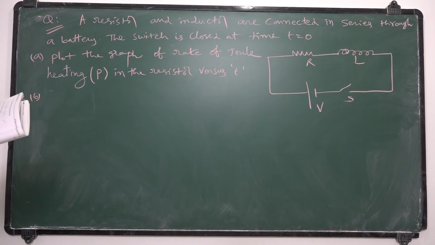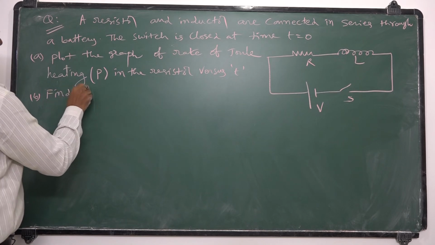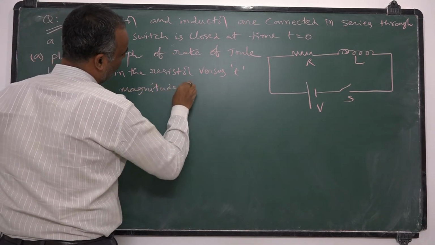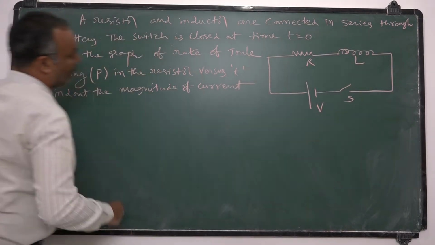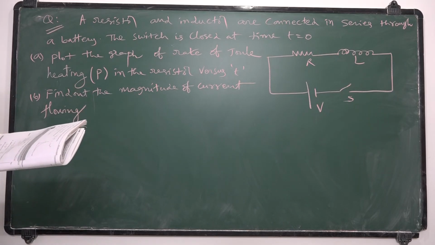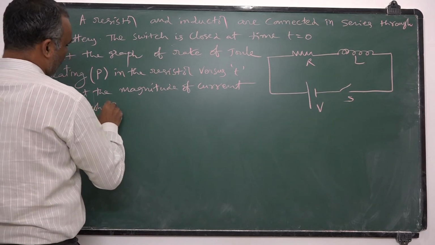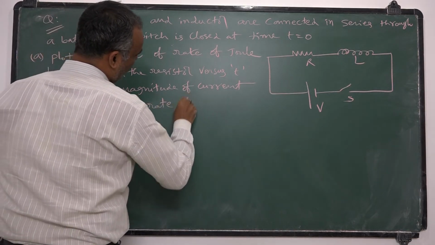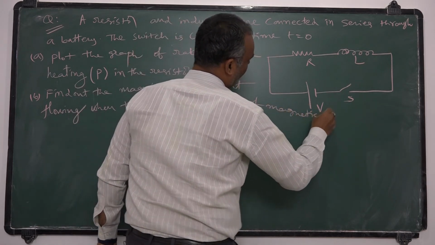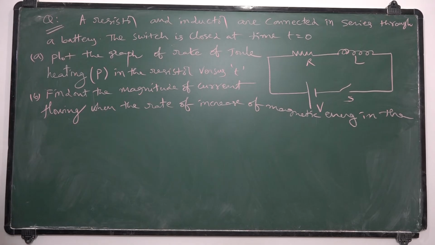The second question: find out the magnitude of current flowing when the rate of increase of magnetic energy in the inductor is maximum.